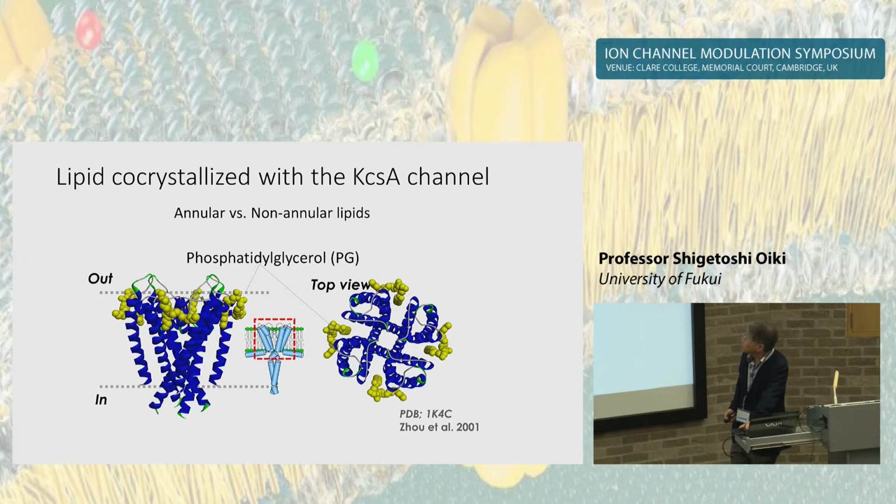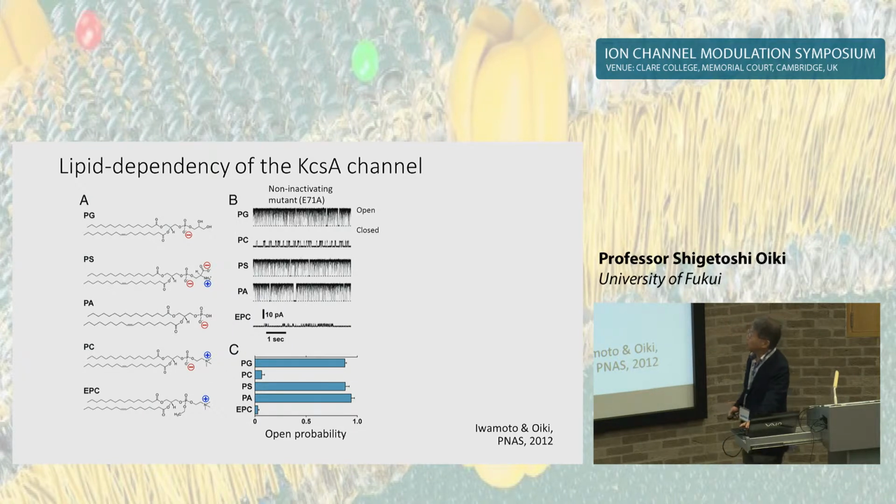To do the experiment, we formed the membrane with PG, PC, PS, or PA. We can make the pure lipid membrane and incorporate the channel. You see, the channel opens almost all the time. The open probability is about 90% when the channel is incorporated in PG. But when the membrane is formed by pure PC, the open probability is about 10%. Such big differences in the channel gating occur by changing the lipid composition.